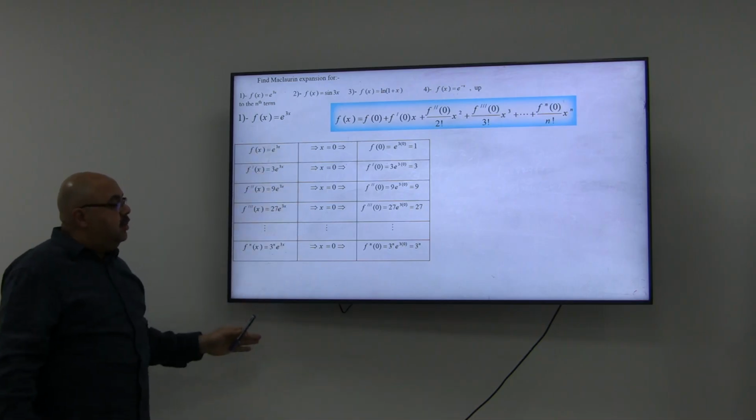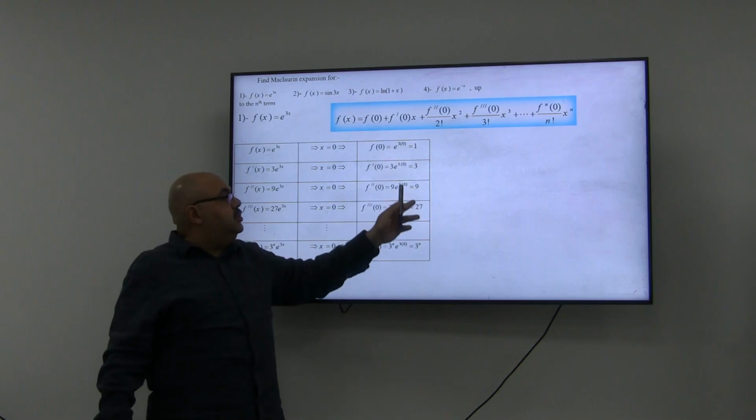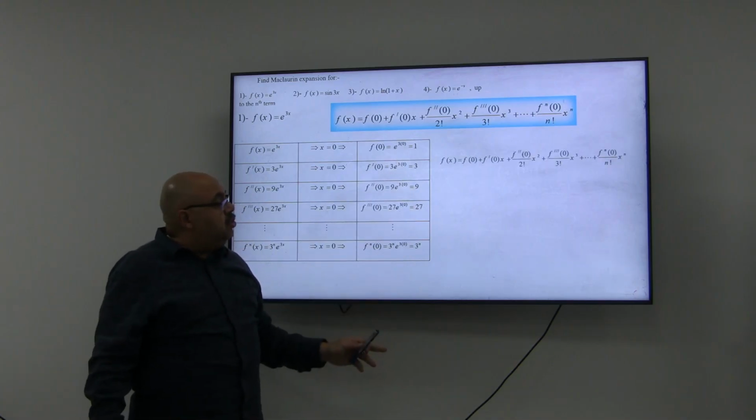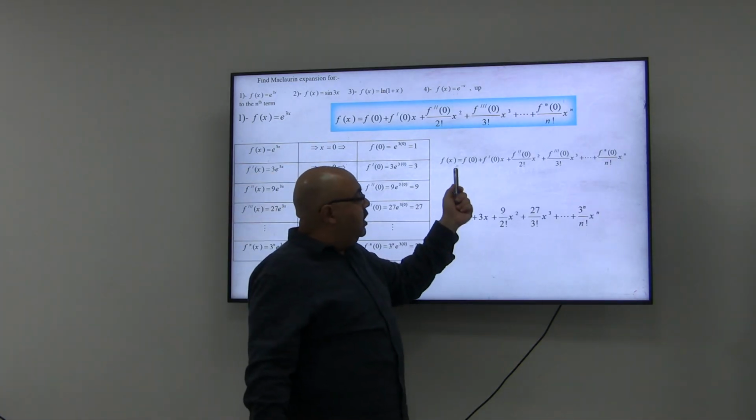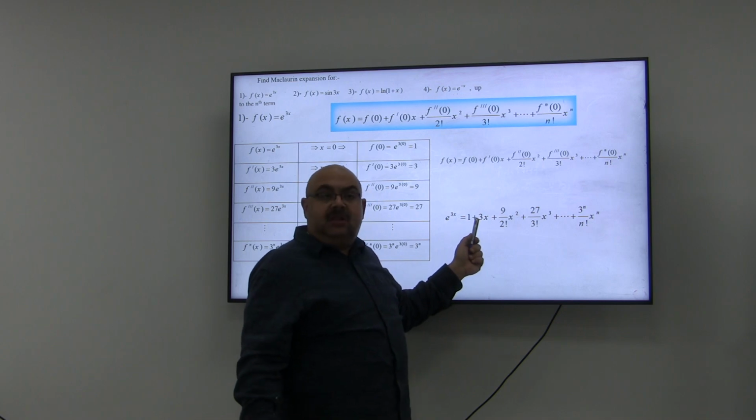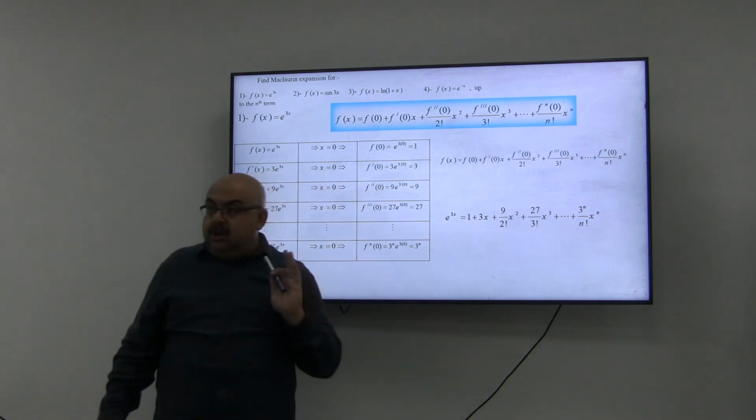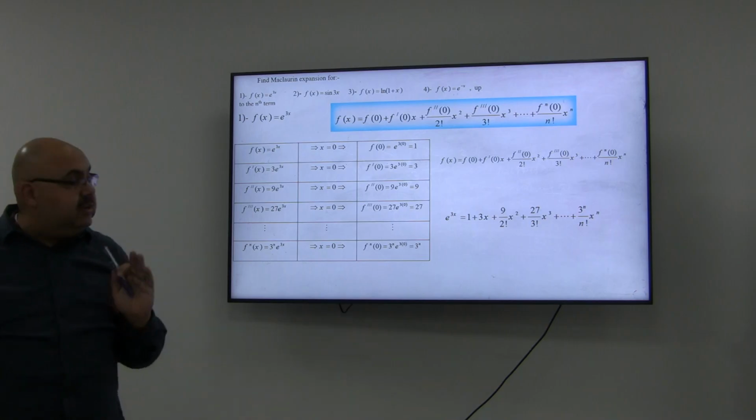Start putting x equal to 0. All the exponential functions will be 1. Then start writing your law, then start substituting. That's the expansion of your function in the neighborhood of x equal to 0. As I told you, that's the Maclaurin expansion.